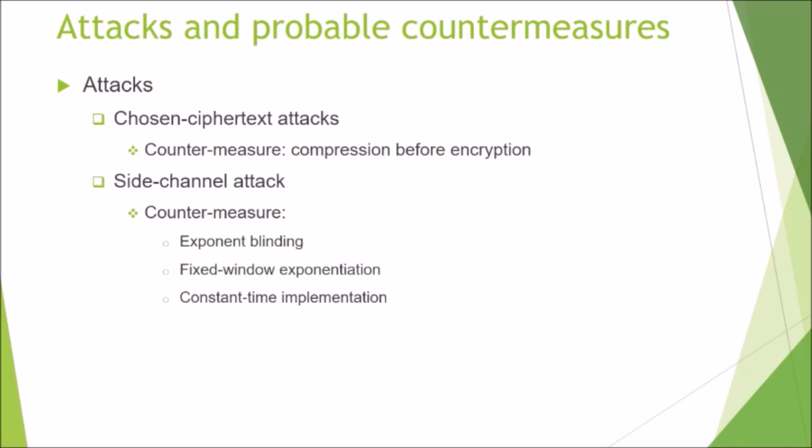Moving ahead with the attacks and probable countermeasures that we should be taking. If we talk about the attacks on GNU Privacy Guard, when used for email encryption, GNUPG is extremely vulnerable to chosen ciphertext attacks, in which the receiver acts as an unsuspecting decryption oracle. A countermeasure to foil such attacks is to compress the data before encryption.